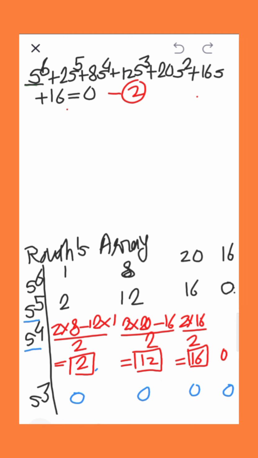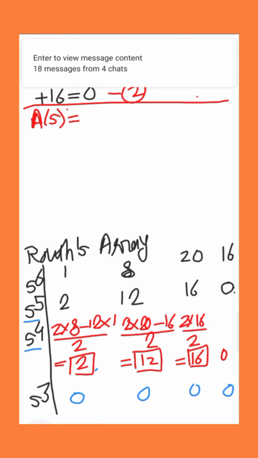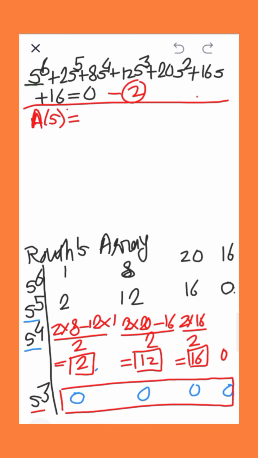The next step is that when we get all the terms as 0, this is difficulty number 2. When we get all the terms as 0, then for resolving this, we will form an auxiliary equation. The auxiliary equation can be formed from the coefficients of the row exactly above the all-0 row. When the s to the power cube row is 0, we form an auxiliary equation using the s to the power 4 row.